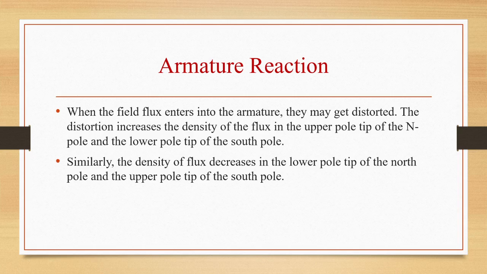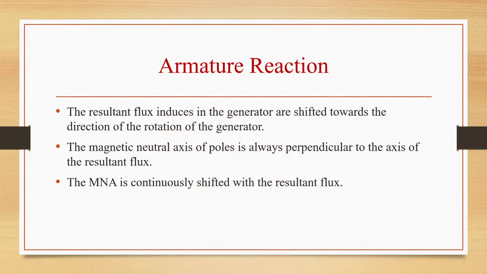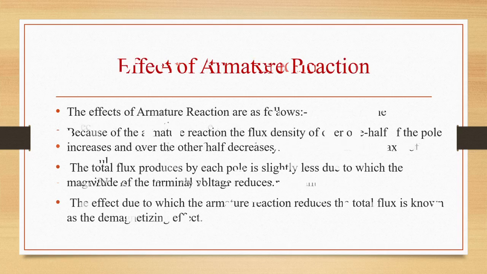Distortion increases the density of the flux in the upper pole tip of the north pole and the lower pole tip of the south pole. Similarly, the density of flux decreases in the lower pole tip of the north pole and the upper pole tip of the south pole. The resultant flux induced in the generator is shifted towards the direction of rotation of the generator. The magnetic neutral axis of poles is always perpendicular to the axis of resultant flux. MNA is continuously shifted with the resultant flux.